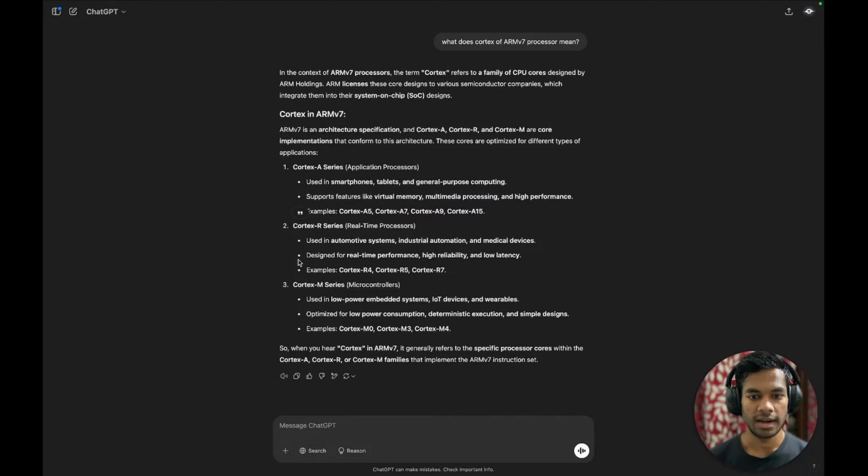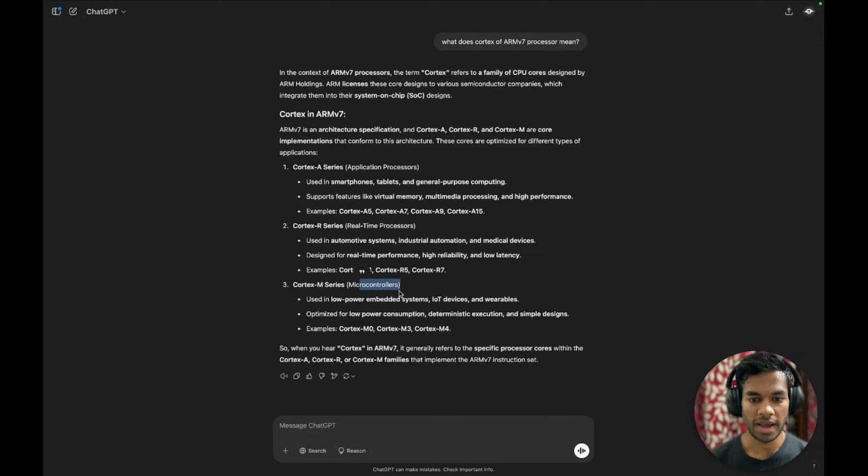The Cortex-R real-time processors are used in automotive systems, industrial automation, and medical devices. Because you want medical devices to work in real time. If the patient is dying right now, you want to know it right now. Designed for real-time performance, high reliability, and low latency. Low latency is real-time performance, I guess. Examples: Cortex-R4. And R is just real-time.